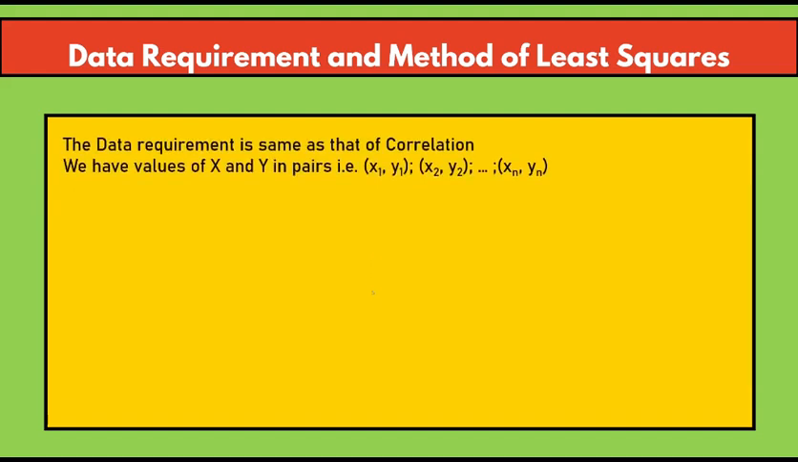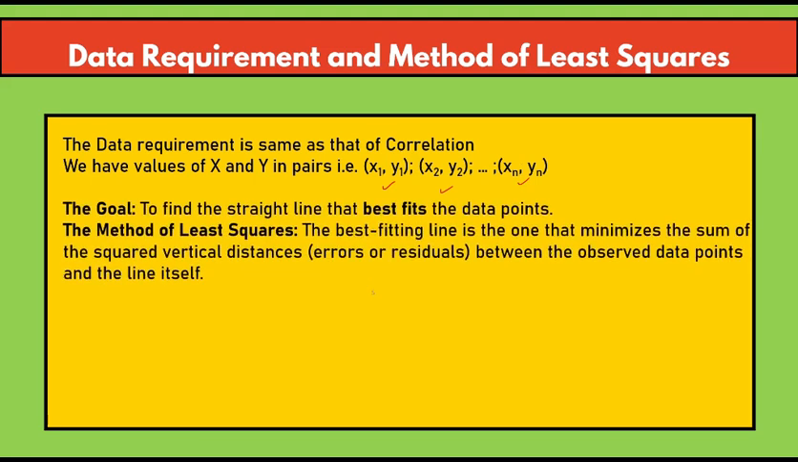First, we require the same information that we used in calculating the correlation coefficient. That means we have a set of values of x and y in pairs. So I have x1, y1, which is one pair of xy values, then x2, y2, and so on up to xn, yn. That means I have n such pairs of values of x and y. After that, the goal is to find the best line which fits all the points taken together. The statistical method used for that is called the method of least squares.